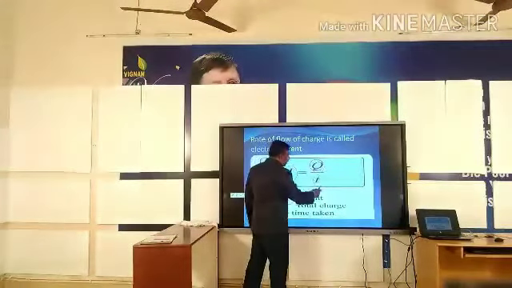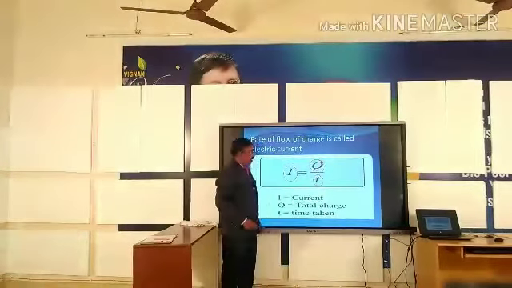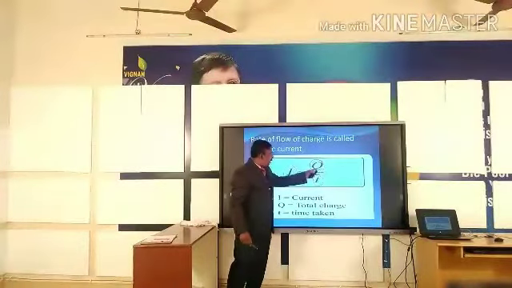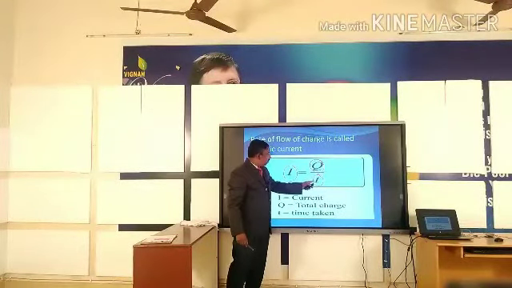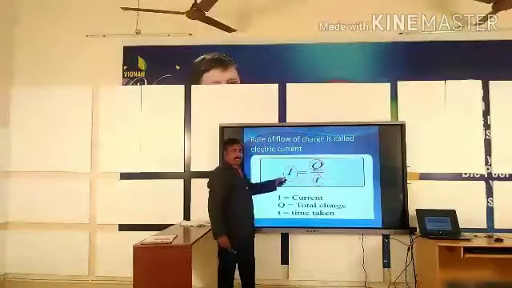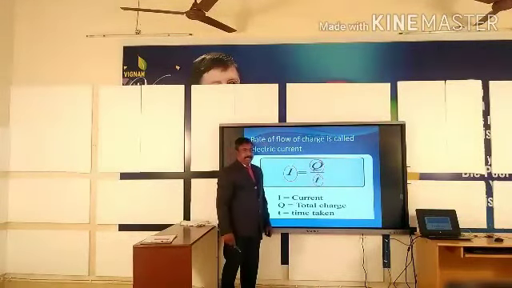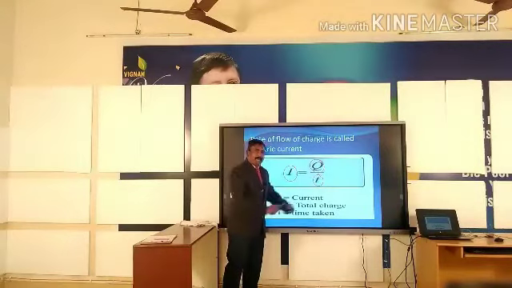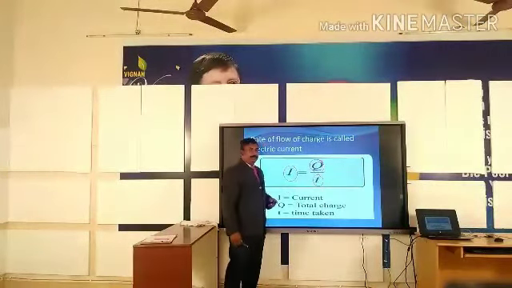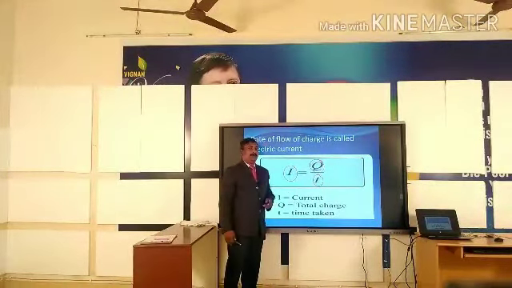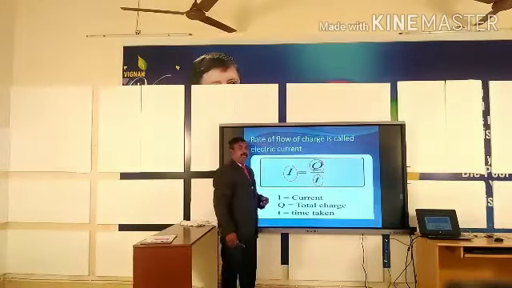So per unit time, T stands for time. The total amount of charge passing through the cross section per unit time, we will call it current. Otherwise you can say that the rate of flow of charge is called electric current. If more charge is passing, we will say more current. If less charge is passing, we will say less current.